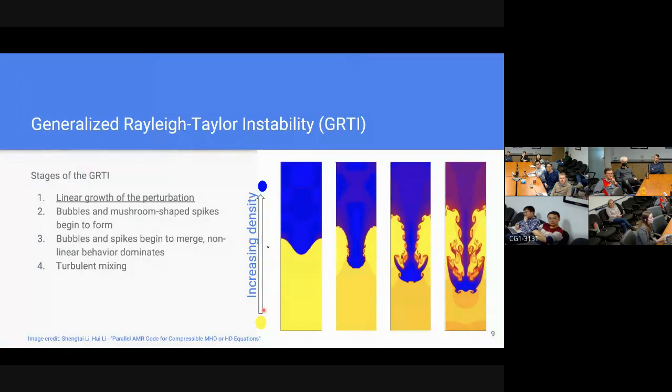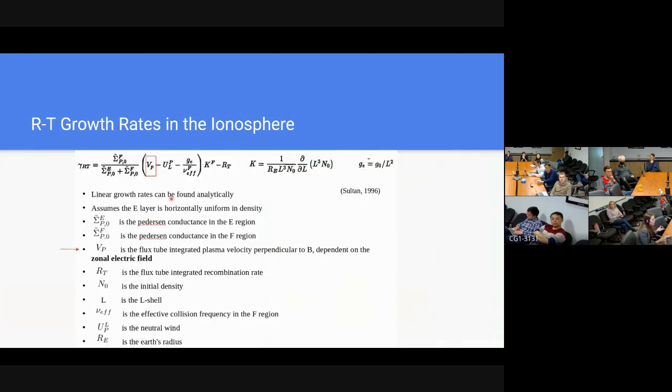Okay, so the Rayleigh-Taylor instability has four stages. The first one being linear growth, and then with increasing complexity all the way up to turbulent mixing. And in the F region ionosphere, we can have analytical growth rates of the instability for the first stage. So the typical way that this is approached is with this paper from Peter Sultan in 1996, which shows that, so he calculated the growth rates in the F region ionosphere.